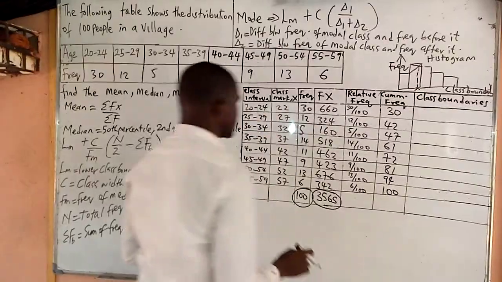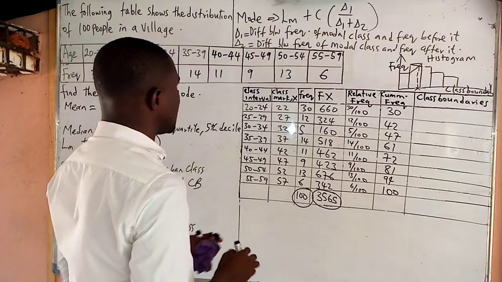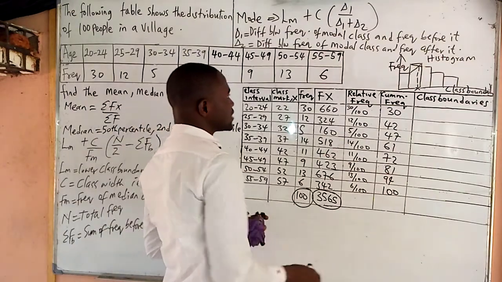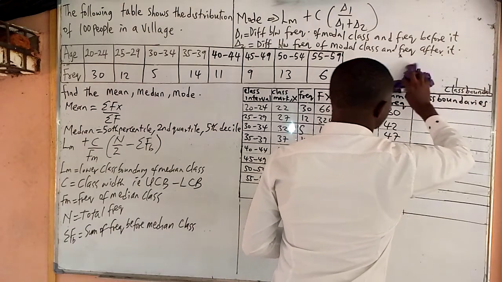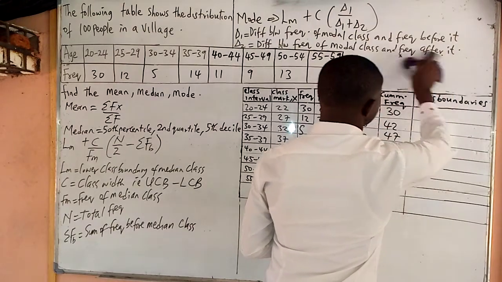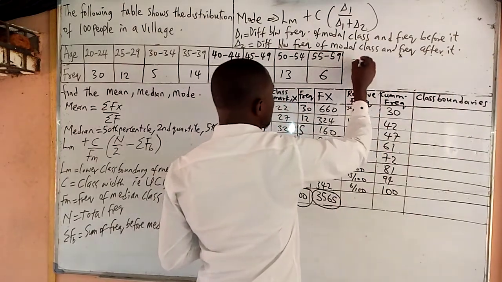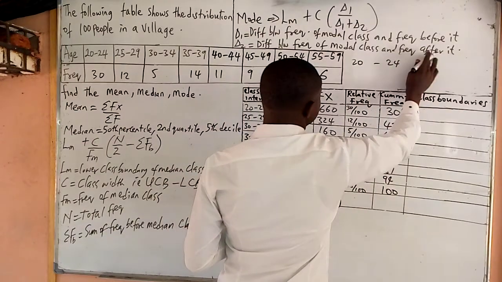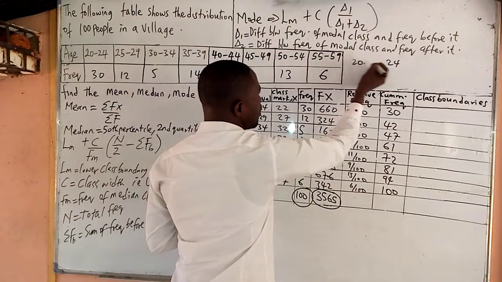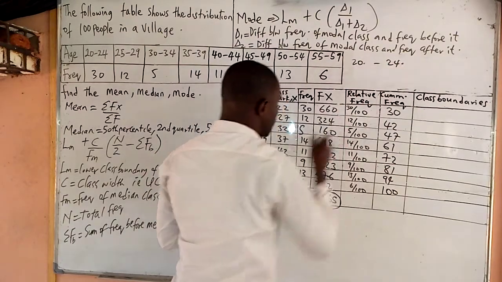Now, class boundary. That is another point we want to learn. How do we get the class boundaries? We will get it from the class intervals. The class interval given to us is 20 to 24. Mind you that 20 is the same as writing 20 point, and 24 is the same as writing 24 point.